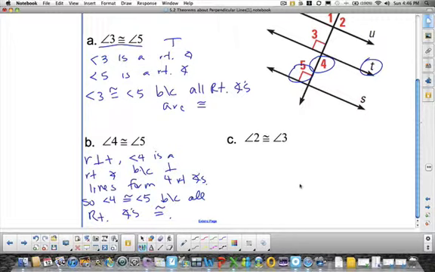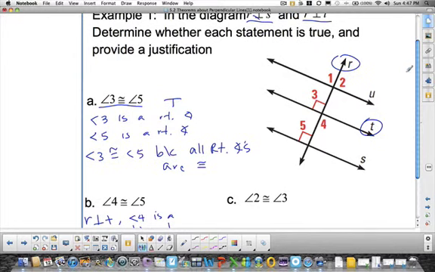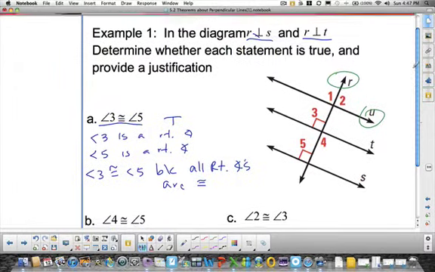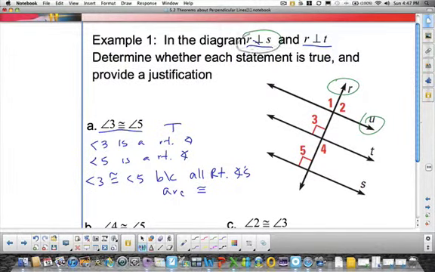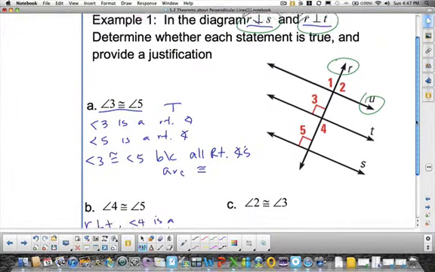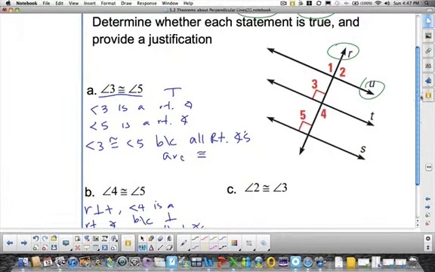Okay, perfect. Now let's look at the last one. We want to show that angle 2 is congruent to angle 3. Now, angle 2 is formed by line R and line U. So line R and line U. If I go up to the given information, all I knew was that line R was perpendicular to line S and line R was perpendicular to line T. I don't know anything about the relationship between lines R and U.